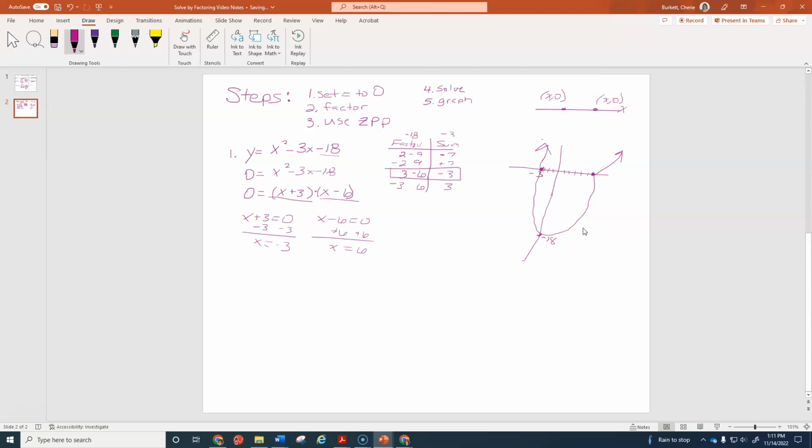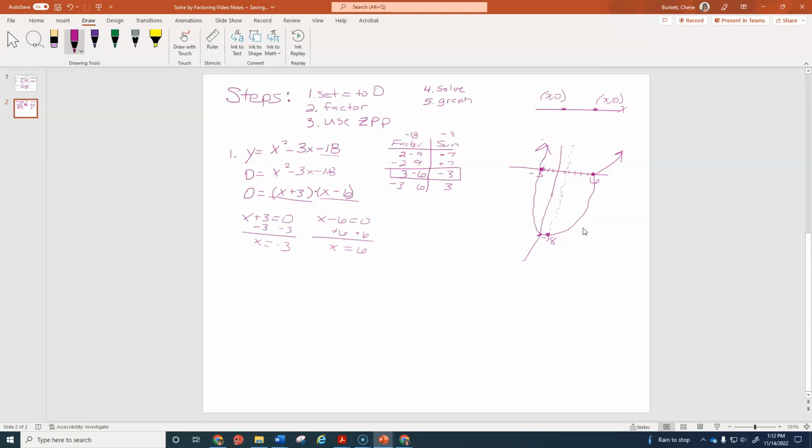This is -3 and this is +6. You could just count and find the middle, the axis of symmetry. 1, 2, 3, 4, 5, 6, 7, 8, 9. So at 4.5 will be 1, 2, 3, 4.5. So right there between 1 and 2 is where my vertex is. That looks like I'm drunk driving.